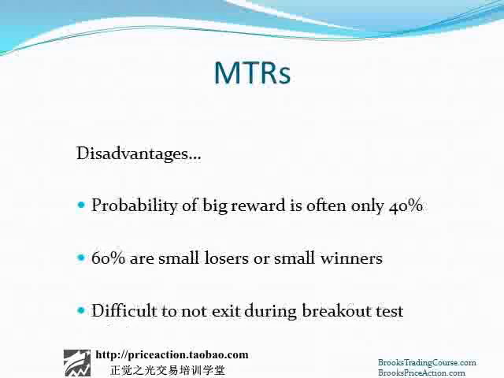Disadvantages: the probability of making a big reward is often only about 40%. 60% of the time, you're making small losers and small winners, so you're basically churning and not making any profit. You're also not really losing anything. It's also difficult not to exit when there's a breakout test, as there often is.